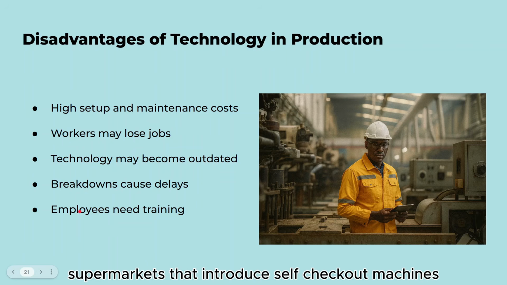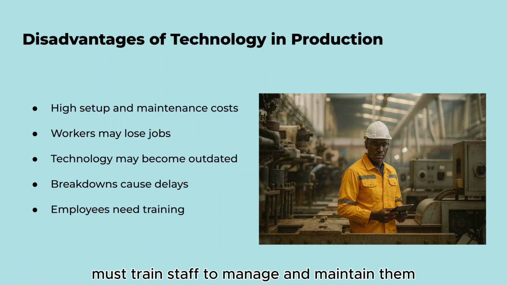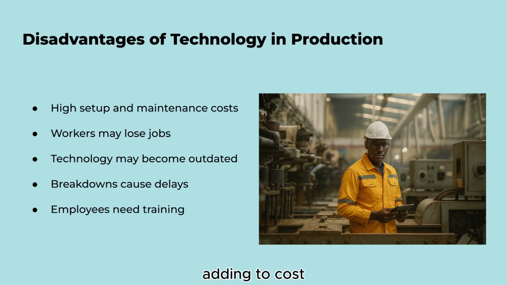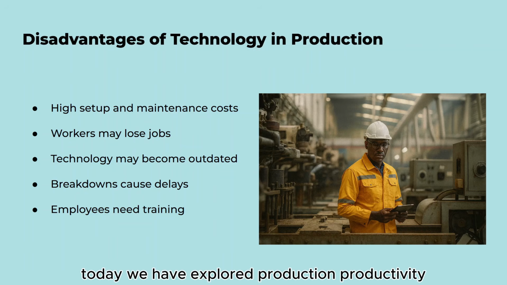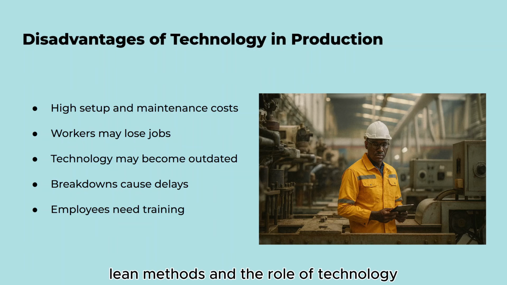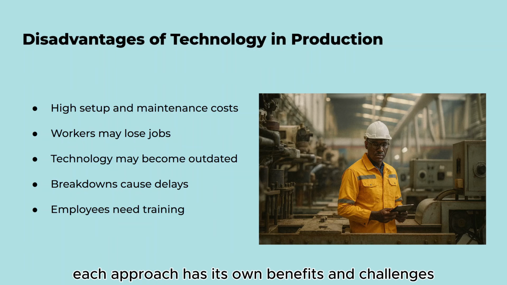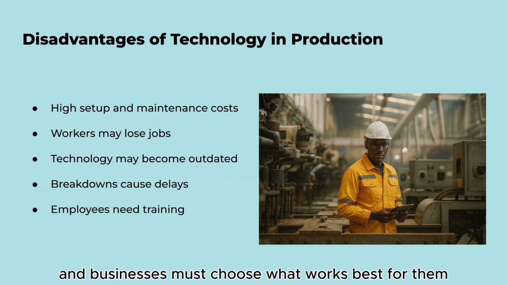For example, supermarkets that introduce self-checkout machines must train staff to manage and maintain them, adding to costs. Today, we have explored production, productivity, lean methods, and the role of technology. Each approach has its own benefits and challenges, and businesses must choose what works best for them.